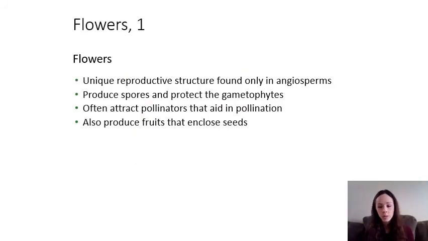Flowers are unique reproductive structures found only in angiosperms. And angiosperms is just a group of plants that contain flowers. Flowers are going to contain both male and female reproductive parts that produce both male and female gametes. The flowers are also really important in attracting pollinators that will aid in pollination.